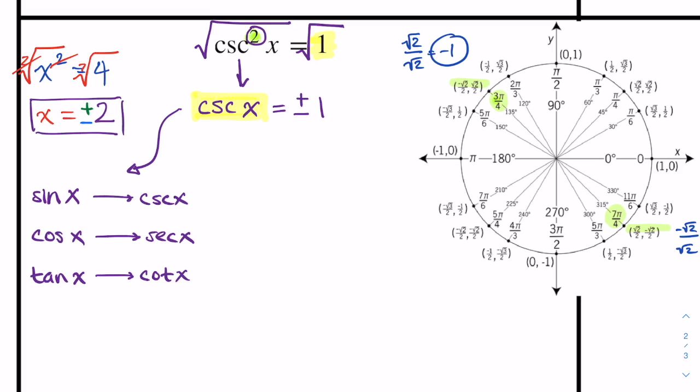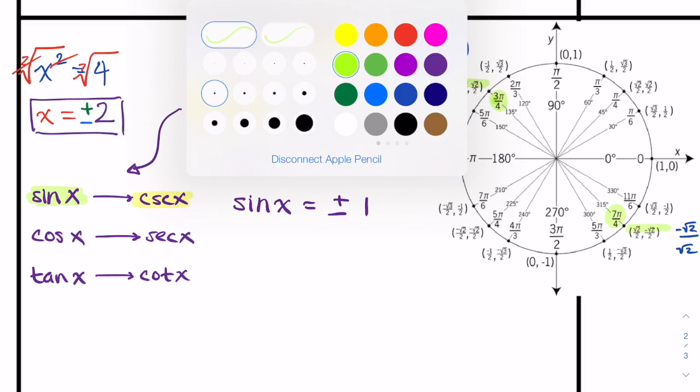So which one do we have? Well, we're dealing with cosecant. According to this, we should be able to turn it pretty easily into sine. How do we do that? We can turn cosecant into sine if we flip. Here's the good news: if you flip 1, it's the same thing. So we're just looking for where sine is either plus or minus 1.